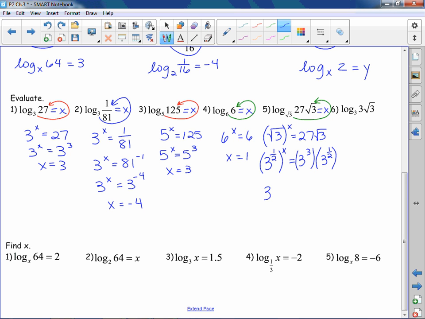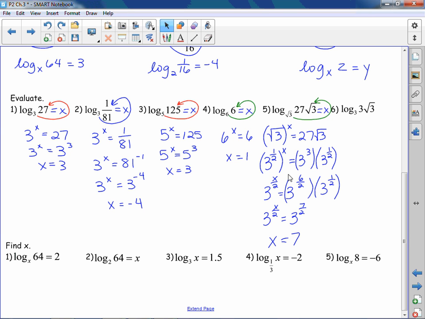Okay, we got 3 to the x over 2 here equals 3 to the, what's the common denominator if I'm going to add these two fractions? It's going to be 2. So I multiply this by 2 over 2, and I get 6 over 2. And then I'm going to leave this as 3 to the 1/2. So that's 7/2. Okay, so what's x? 7. All right, try number 6 on your own.